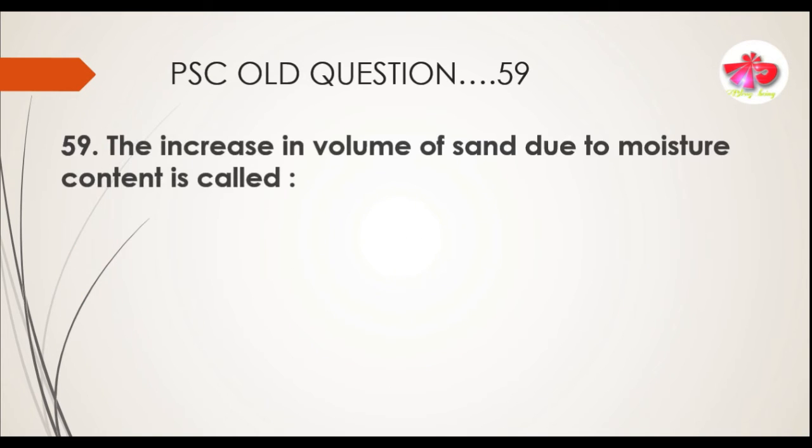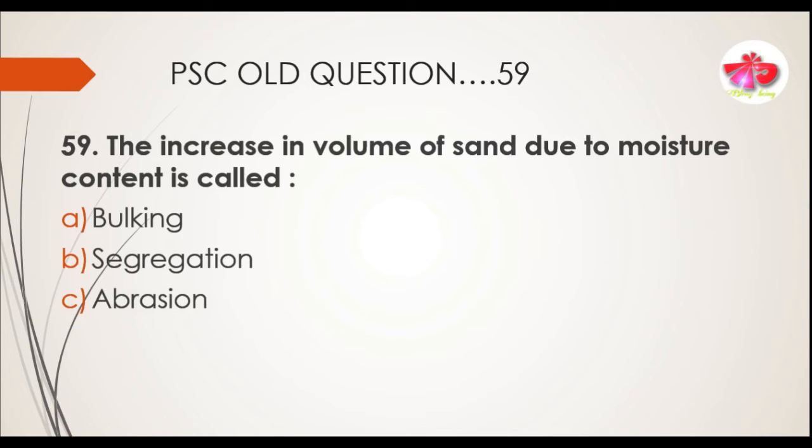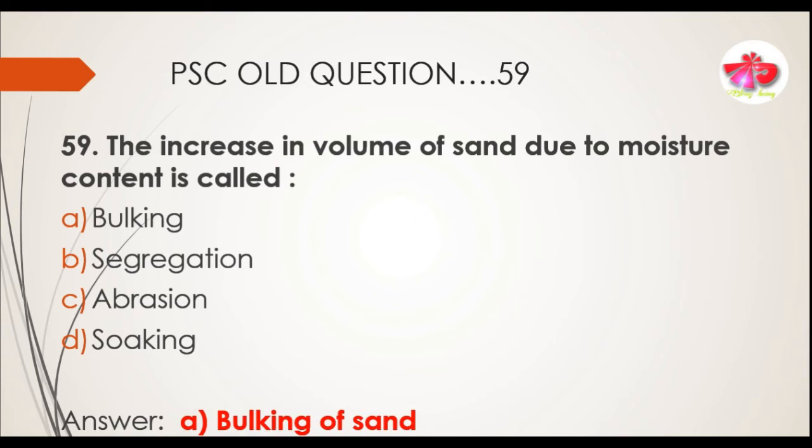Question number 59. The increase in volume of the sand due to the moisture content is called what? Option A bulking, option B segregation, option C abrasion, and option D soaking. So friend, the increase in volume of sand due to the moisture content is always called bulking of sand.